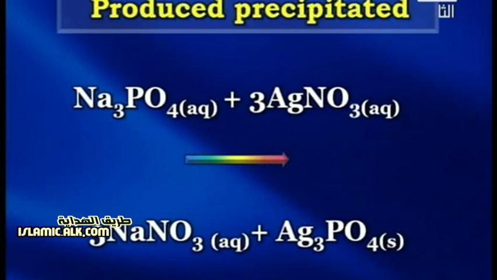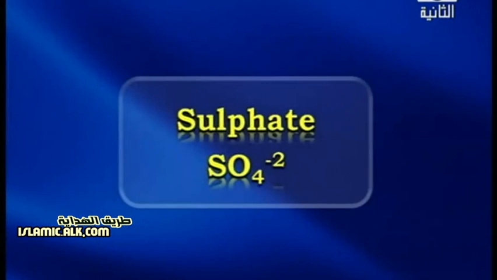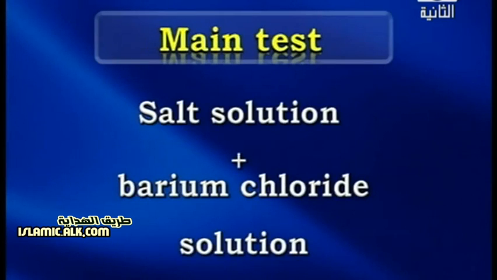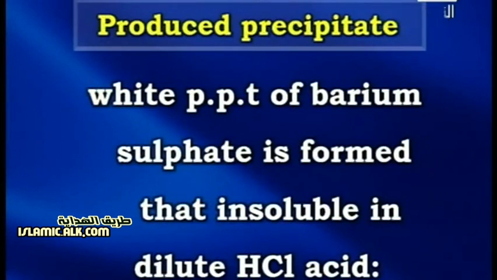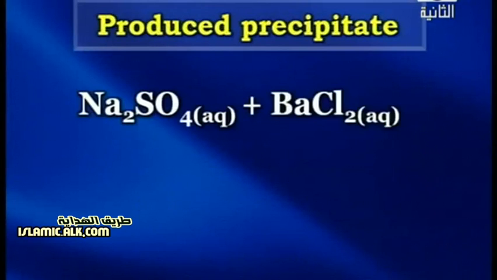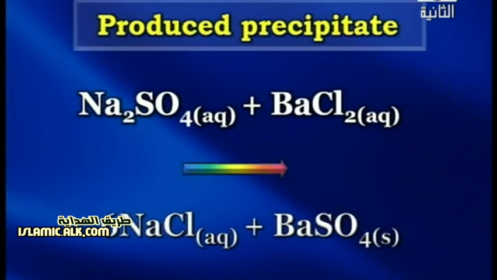As the equation on the screen shows, sodium phosphate plus silver nitrate gives sodium nitrate and silver phosphate, which is a yellow precipitate. The second radical, my dear student, in the barium chloride group is the sulfate radical, which has the symbol SO4 2-. The main test, the salt solution plus barium chloride solution, gives a white precipitate of barium sulfate, which is insoluble in dilute hydrochloric acid. As the equation shows, sodium sulfate plus barium chloride solution gives aqueous sodium chloride and a white precipitate of barium sulfate, as the following animation will show.